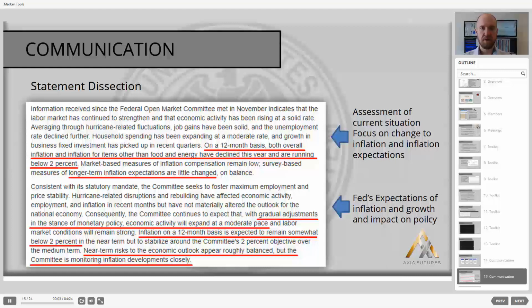We'll now go and have a look at how the Fed guides the market nowadays. Now, the way they do this is via their statement. They've always issued a statement. They don't put any explicit forward guidance in, as I've already mentioned. So it's all about how you dissect the statement.